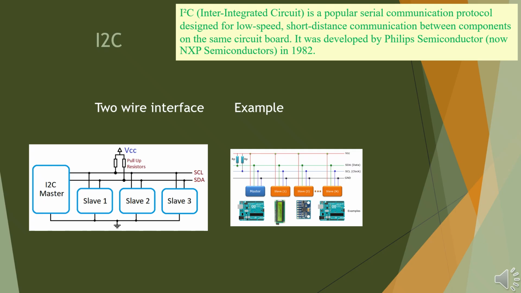When communication starts, the master generates a start condition and sends the address of the target slave. If a device recognizes its address, it responds with an acknowledge, ACK, signal, confirming that it's ready to communicate. Data is then sent in 8-bit frames, followed by an acknowledgement bit after each byte. Finally, the master sends a stop condition to end the communication session.